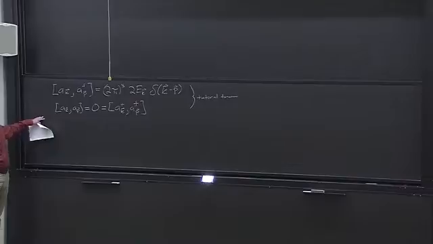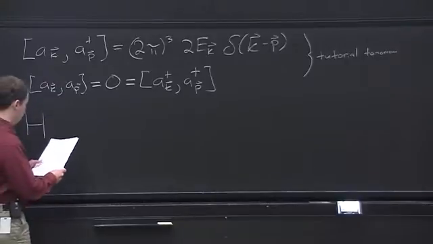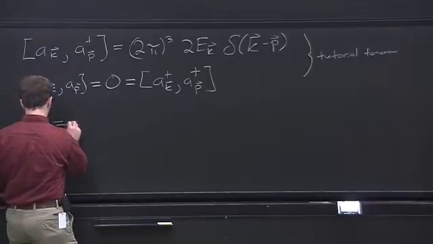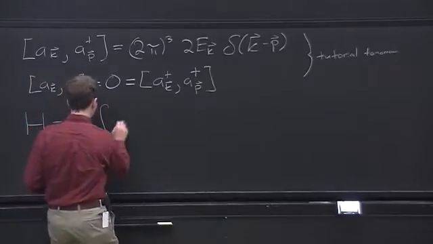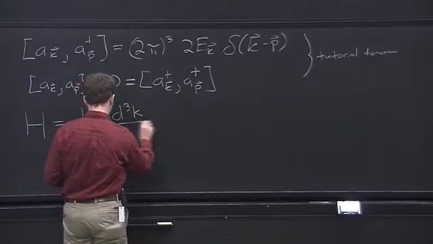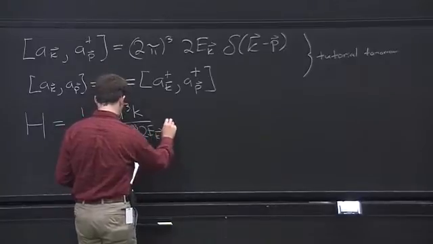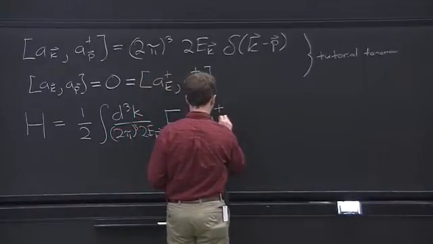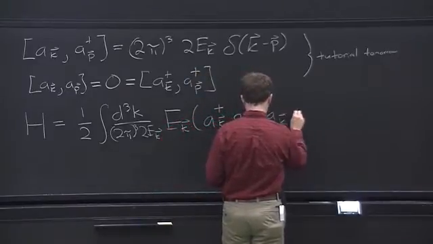And you can also plug the same expression into the expression for the Hamiltonian we calculated yesterday, to get the Hamiltonian in terms of these creation and annihilation operators. And the result is, again, you'll show this in tutorial later, the integral d^3k over (2π)^3, 1 over 2E_k, times E_k, times a_k dagger a_k plus a_k a_k dagger.